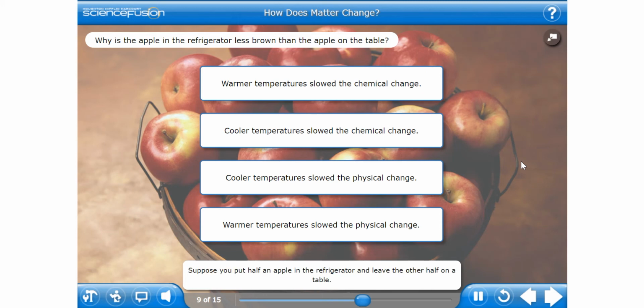Suppose you put half an apple in the refrigerator and leave the other half on a table. After an hour, the apple in the refrigerator is less brown than the apple on the table. Why? Choose the best answer.